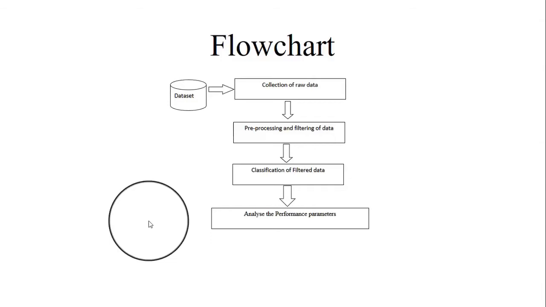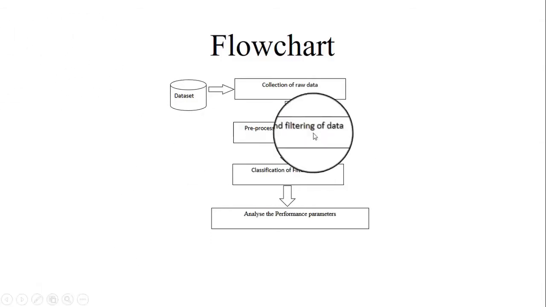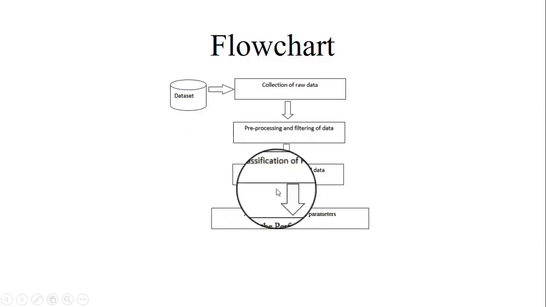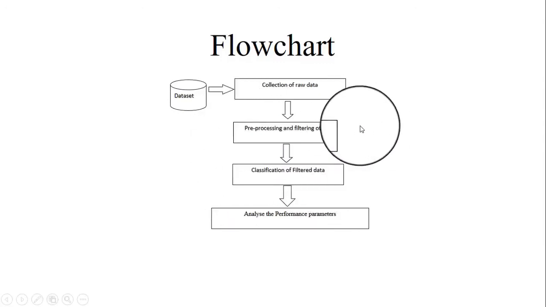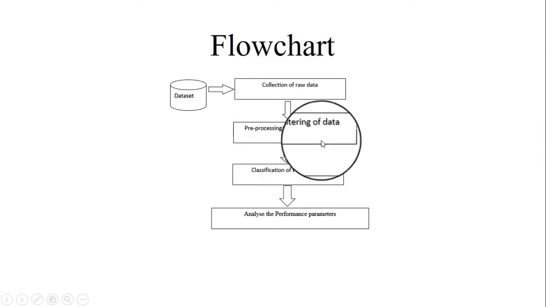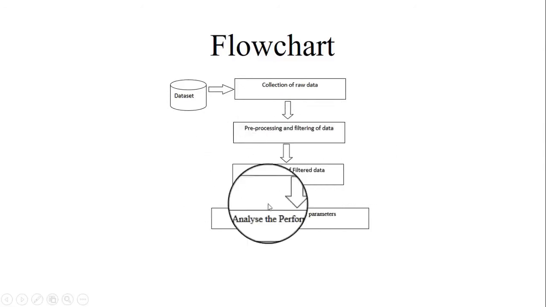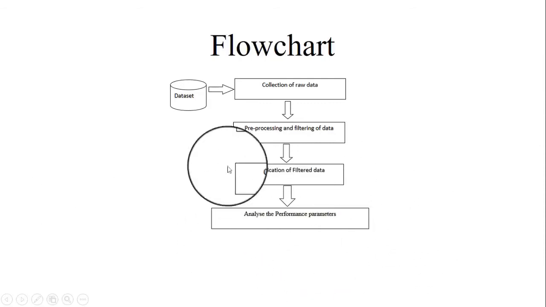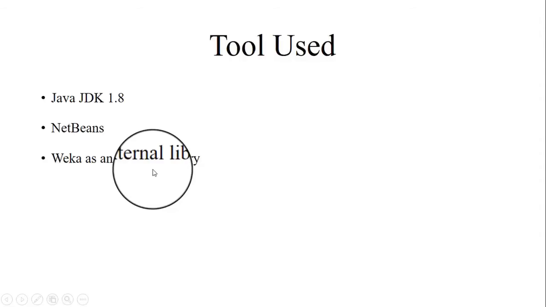Now, the collection of data from the various schools, colleges and universities, after that pre-processing or filtering of that data. In order to clean up that data, we do pre-processing and filtering on the data and then apply classification on that filtered data using the bagging approach. After that, we will analyze the performance parameters of this bagging approach. Now, the tools used in this project are Java JDK with NetBeans and Weka as an external library.